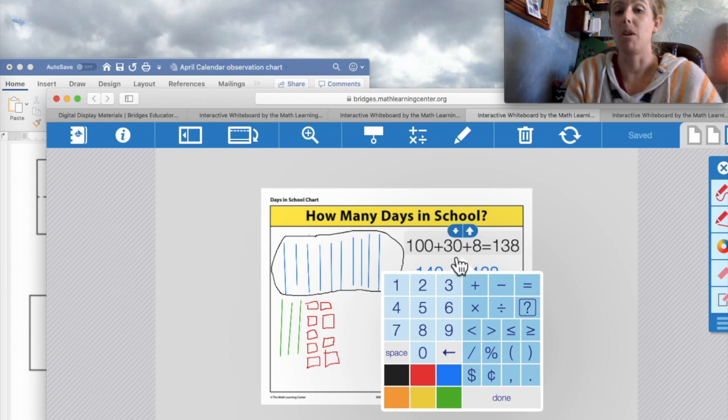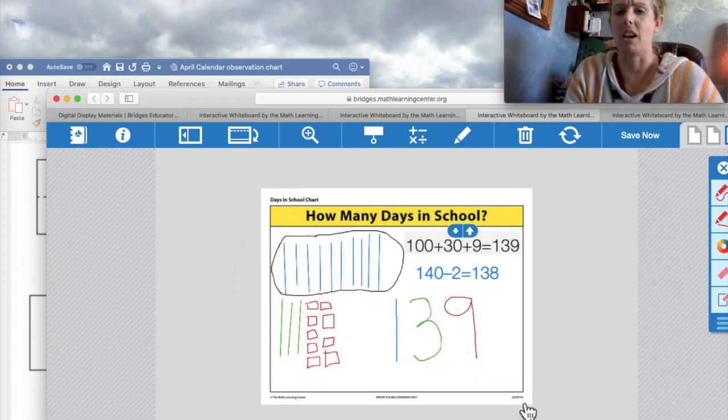What number are we going to change here in our equation? That is correct. We're going to change the number 8 to a 9. If you had that, say me too. Me too. Very nice. So let's go ahead and fix with a 9 equals 139. Very nice, boys and girls.